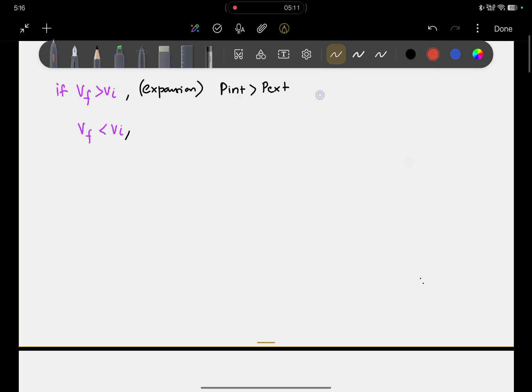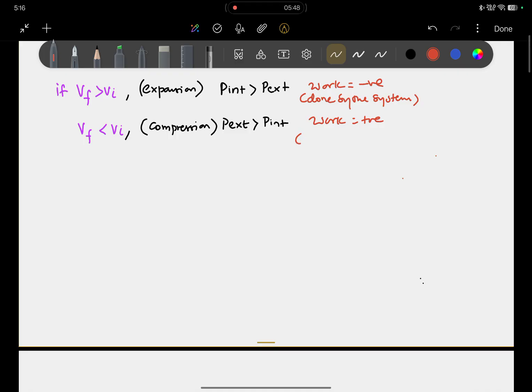That's why expansion has happened. So in this case, the work is negative because work is done by the system. Please make a note of these points. So if Vf is smaller than Vi, what is the meaning? Compression. That means P external is greater than P internal. That means work is positive. That is work done on the system.